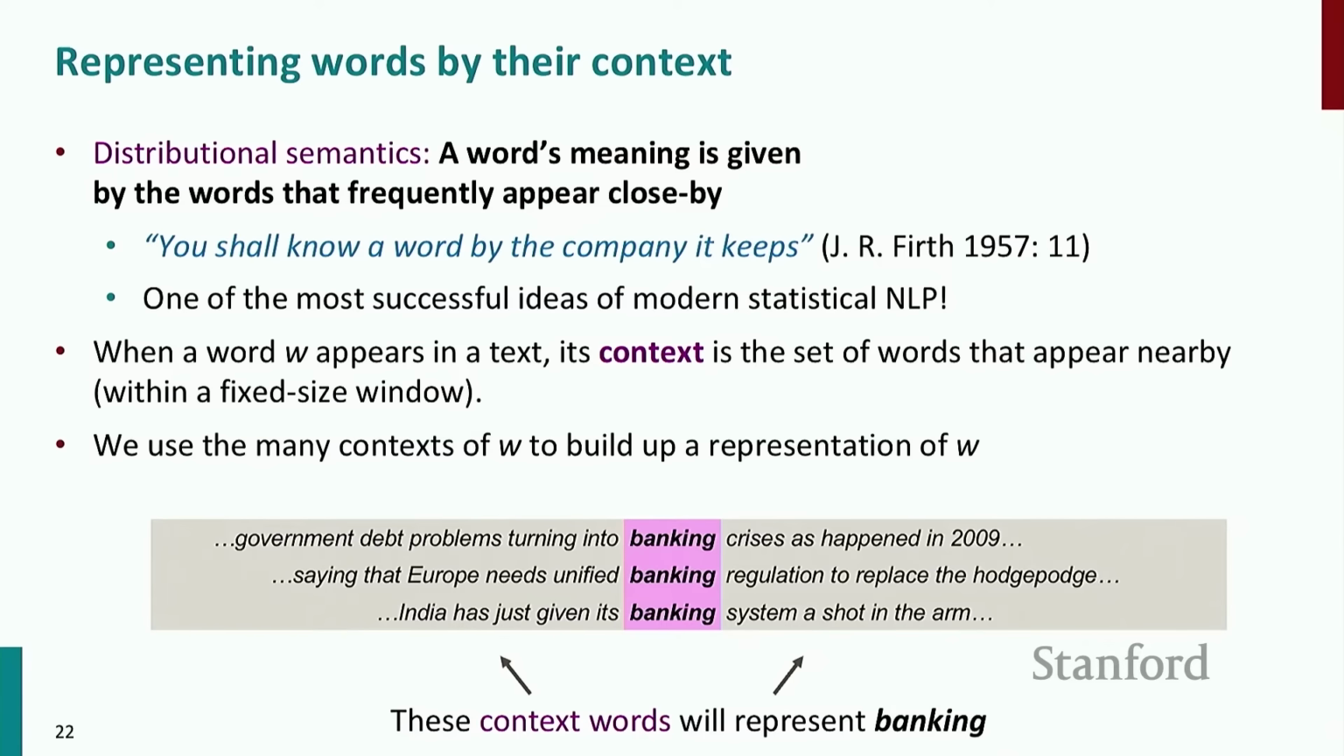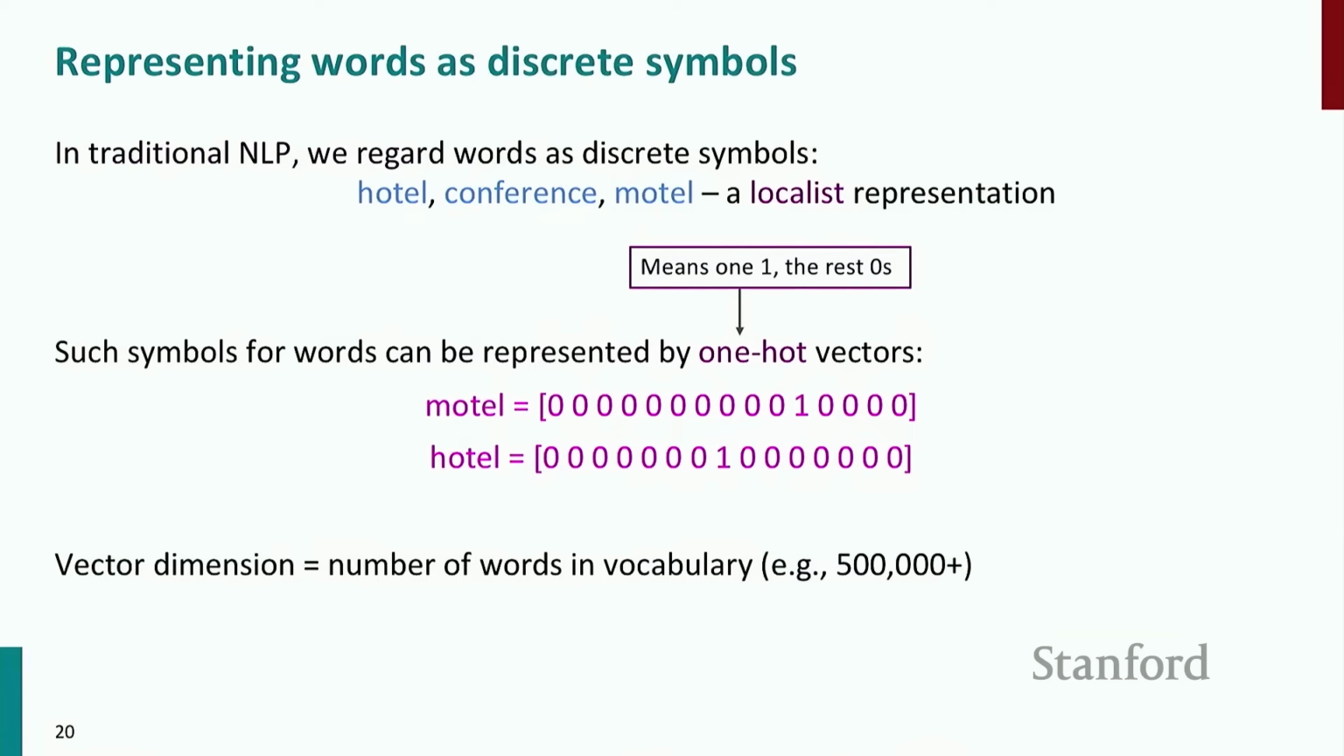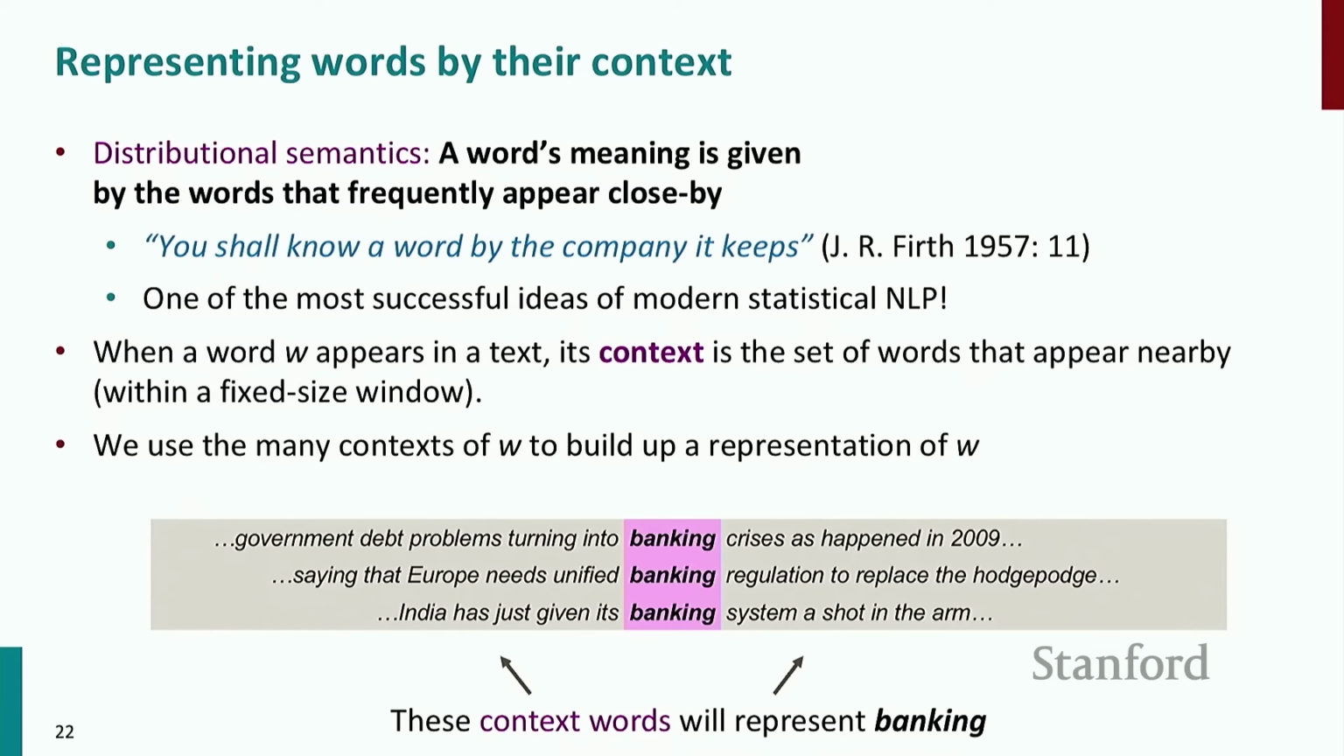I just realized I forgot to say one thing, back 2 slides. These kinds of representations are referred to as localist representations, meaning that there's one point in which something is represented. So here is the representation of motel, and here is the representation of hotel. It's in one place in the vector that each word is represented, and that'll be different to what we do next.